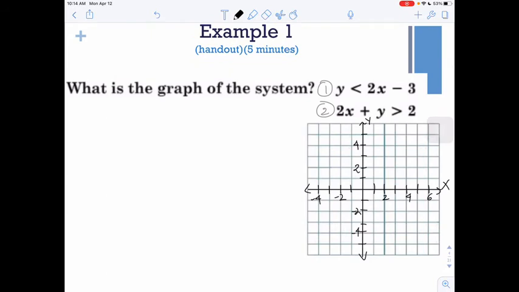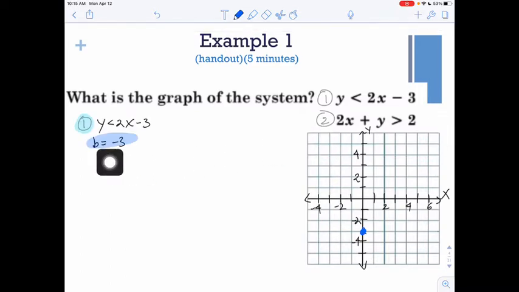Example 1 says, what is the graph of the system? y is less than 2x minus 3, and 2x plus y is greater than 2. I've gone ahead and labeled the inequalities as inequality 1 and 2. Our first step is to identify the y-intercept of inequality 1. Here we have a negative 3. So we're going to start on the y-axis, find negative 3, and plot our y-intercept.